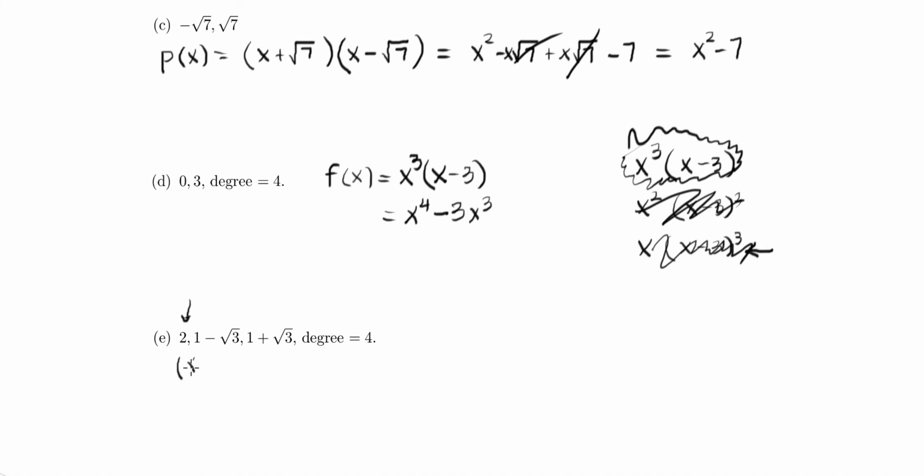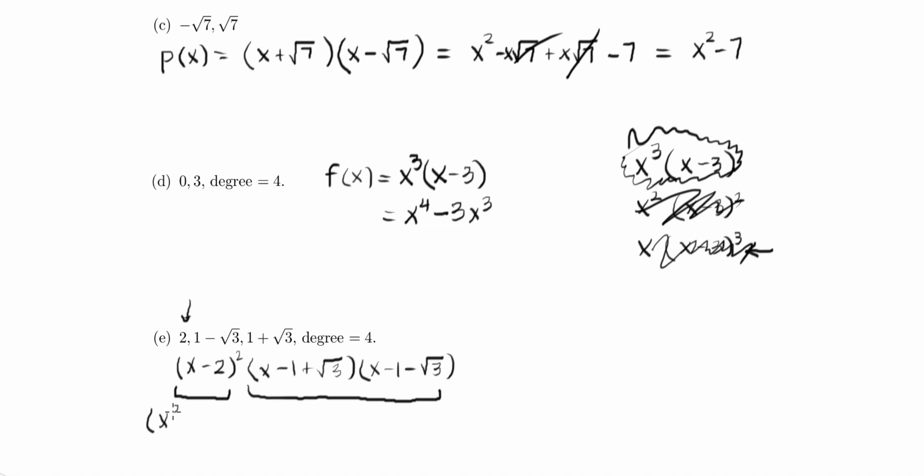So I'm going to write (x - 2) squared times (x - 1 + root 3) times (x - 1 - root 3). Now, how you FOIL this out is up to you. I'm going to highly suggest that you multiply these, and then you multiply these, and then you multiply their answers. What do I mean by that? Well, this right here is going to come out to x squared minus 4x plus 4.